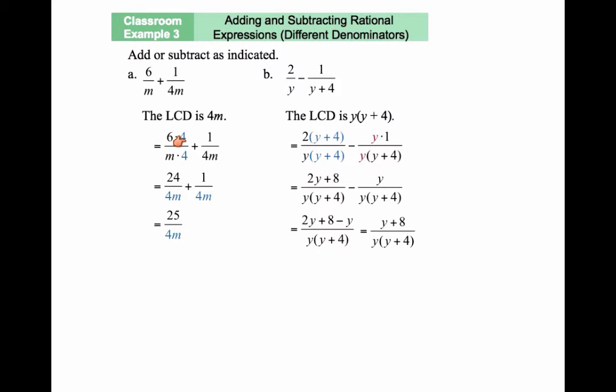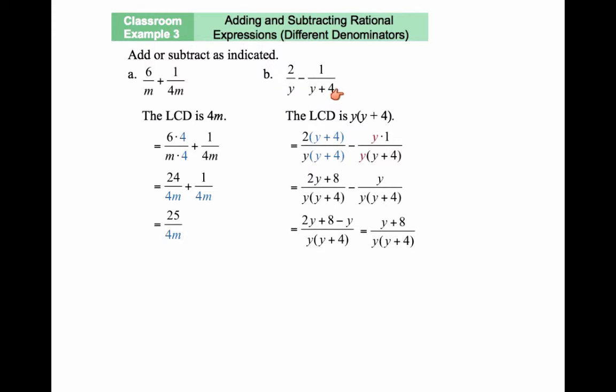So the look of this would be different. 4 times 6 would be 24 over 4m now. Notice 24 over 4m is the same as 6 over m. But now I can add these because the LCD is 4m. Now I can add 24 plus 1. So make sure you reduce them at the end.